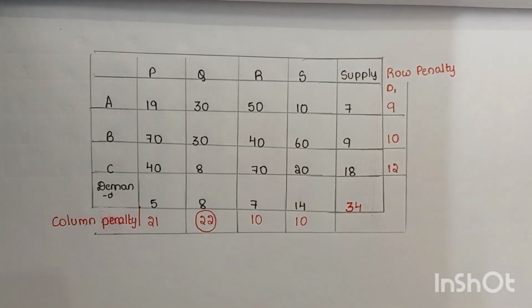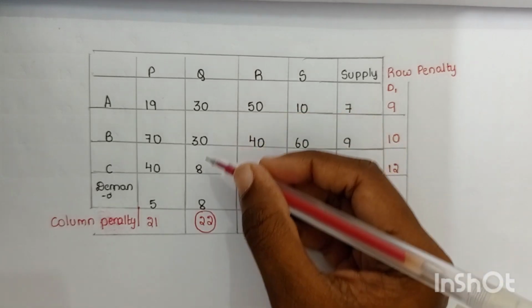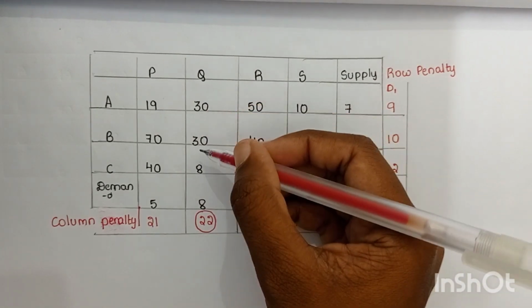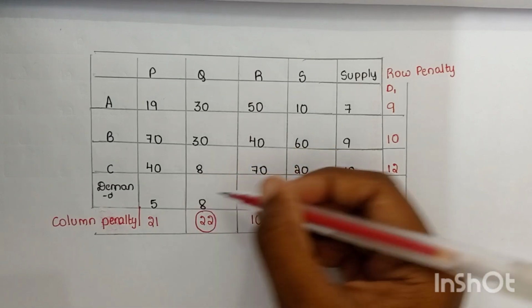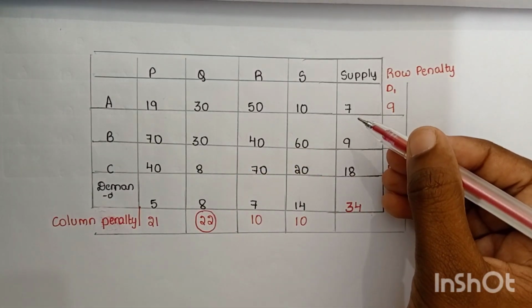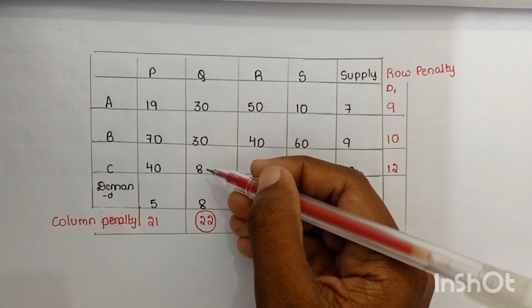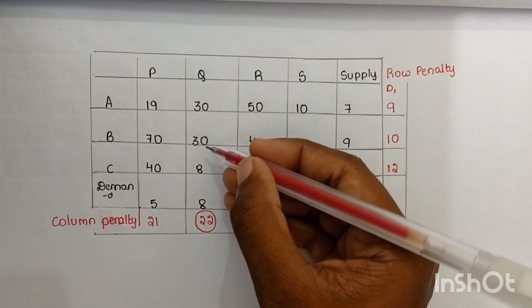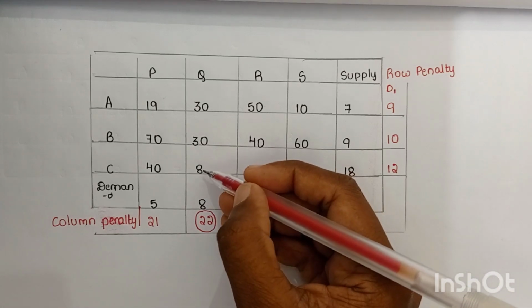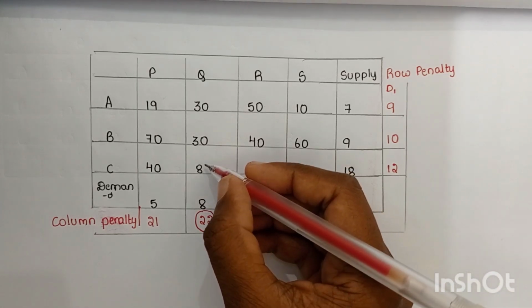Okay. So we have to start the allocations in the Q column. In the Q column, the values are 30, 30 and 8. We should not consider the demand and supply here; we just consider demand and supply in the allocations. In this column, the least value is 8. So we have to start the allocation here.